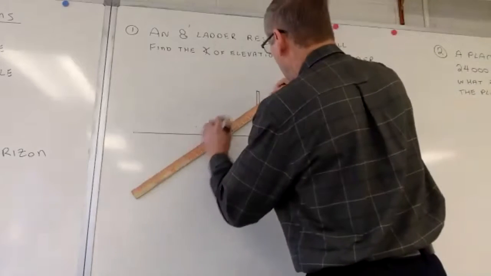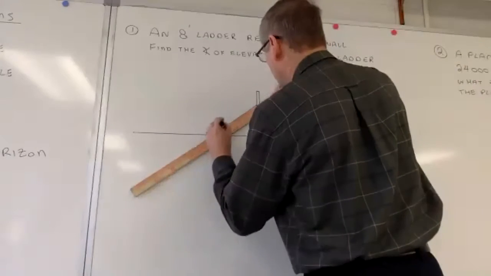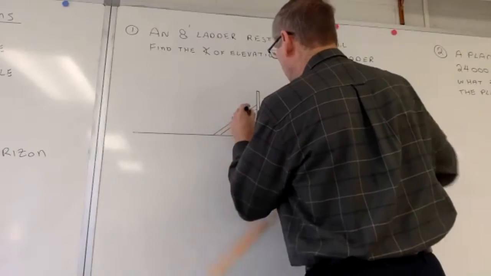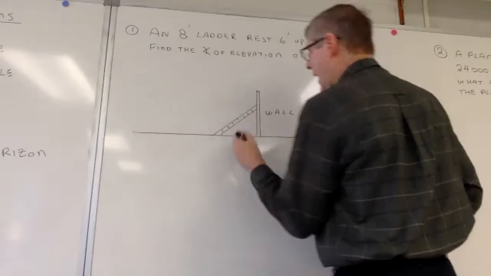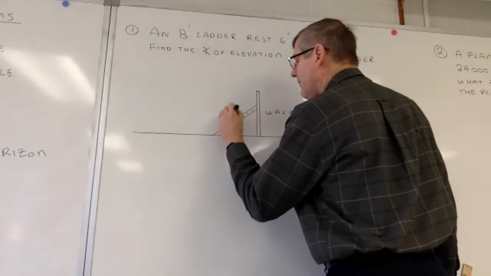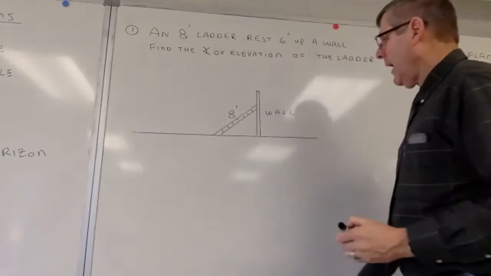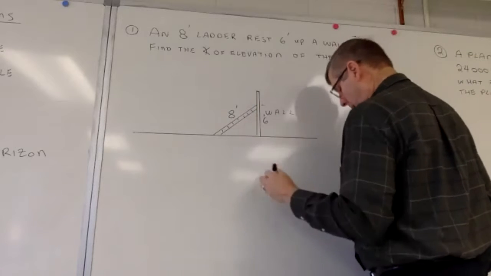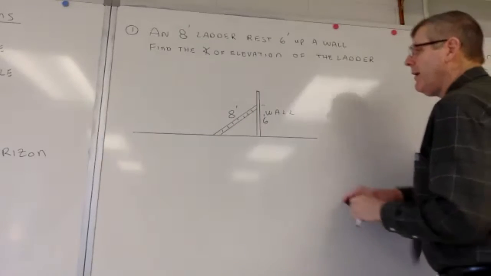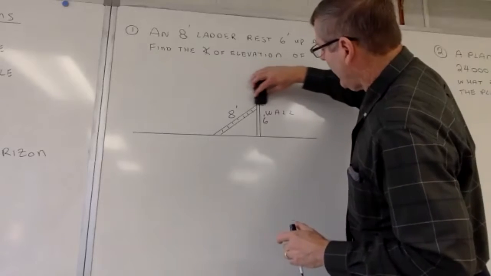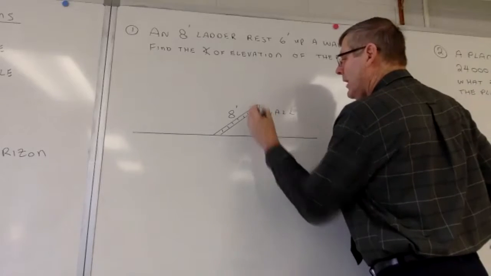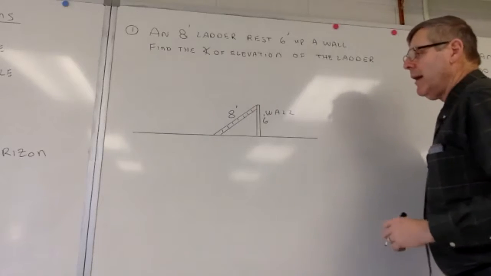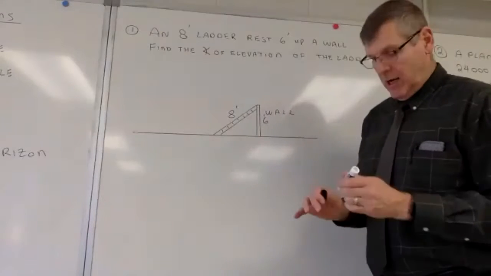So I'm going to draw a ladder. Here's my ladder. And I know that it is 8 feet long, and it goes up the wall 6 feet. I'm not really concerned about the part of the wall that the ladder's not on. So if you want to change your drawing to look like that, it might help you find the right triangle.